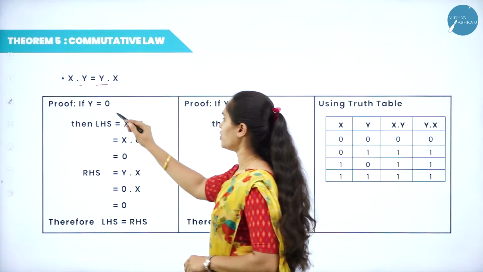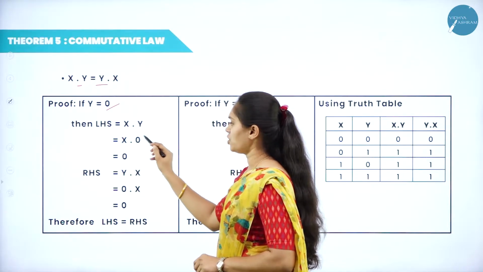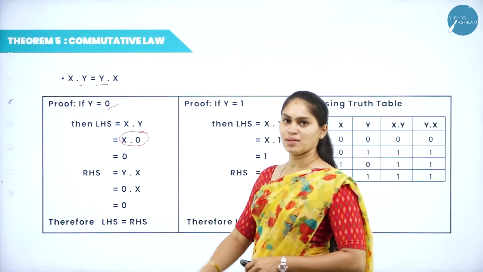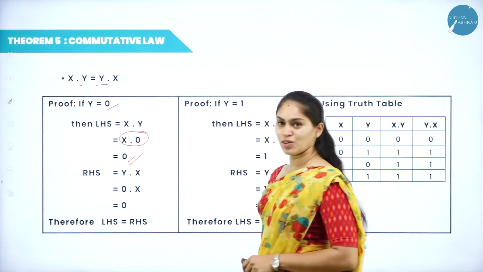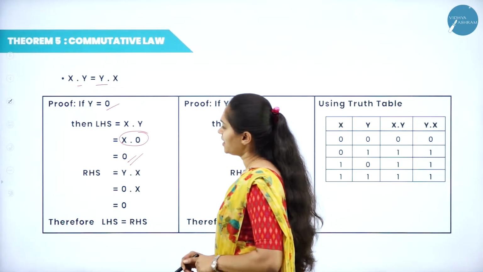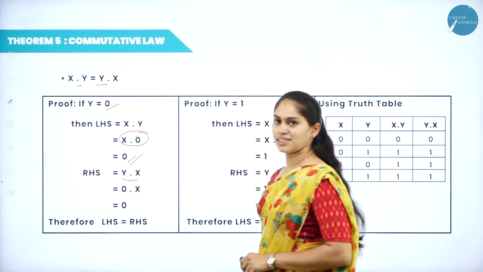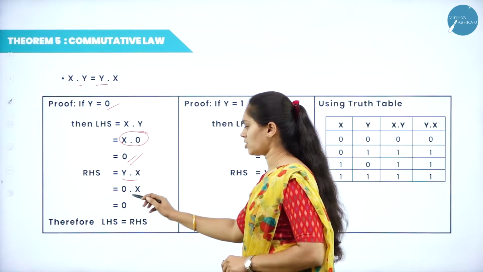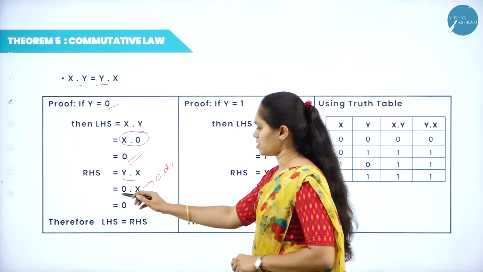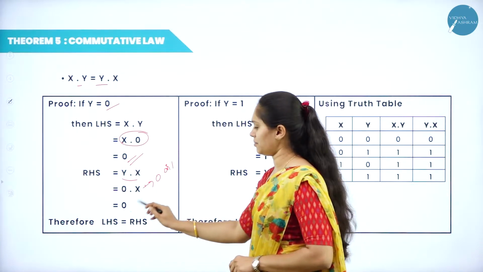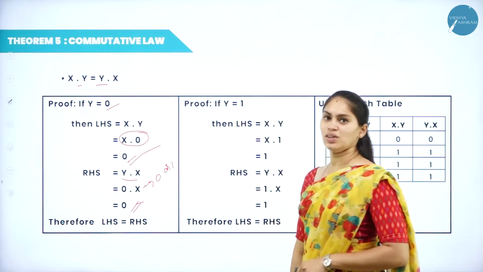Let me consider the value of y as 0 here. x dot 0, that is x dot y. Whatever the value, if I multiply any variable with 0, at last it will yield the result 0 itself. Let me consider the RHS now, y dot x. In the place of y, I will take 0 into x, where x can be either 0 or 1. If I multiply 0 with any other number, it will be 0. That proves that LHS is equal to RHS.